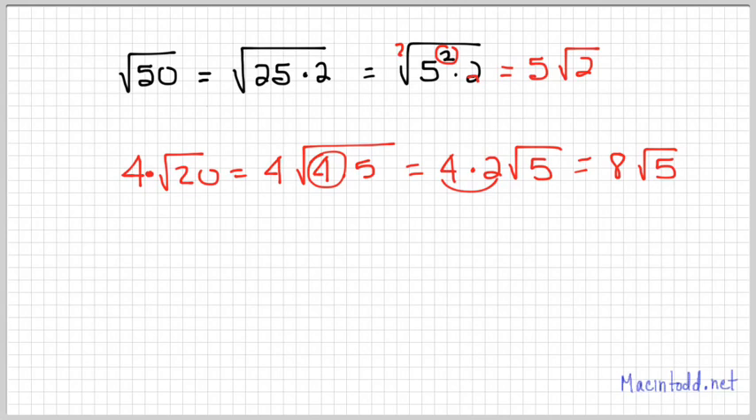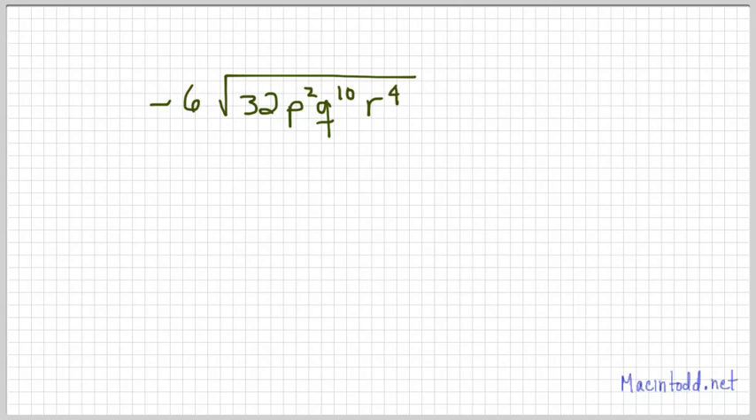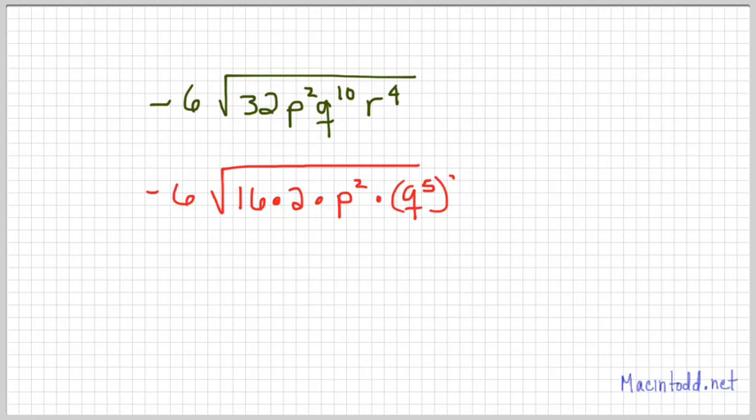Let's do one that's really complicated now. Let's do negative 6 square root 32p squared q to the 10th r to the 4th. Remember, we're doing square roots, so we want things that are squared, because they are perfect roots then. 32 I'll write as 16 times 2. P squared, perfect square. Q to the 10th, q to the 5th squared. And r to the 4th, r squared, squared.